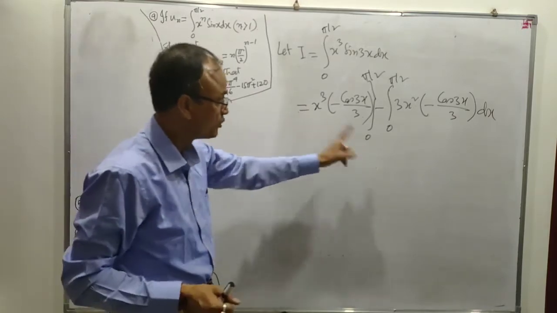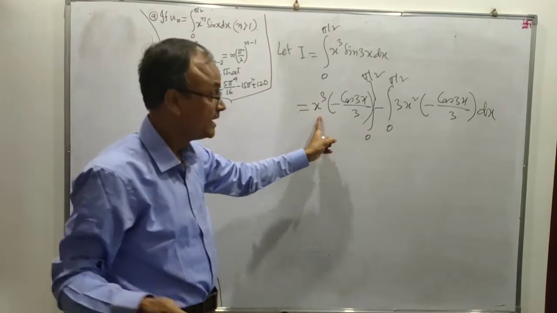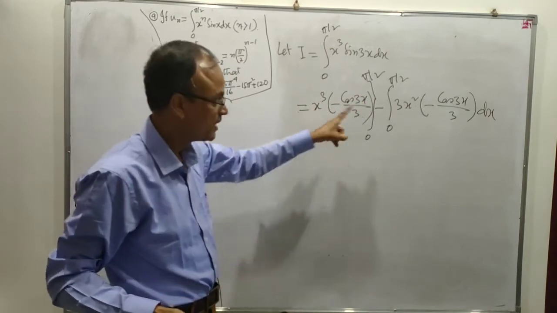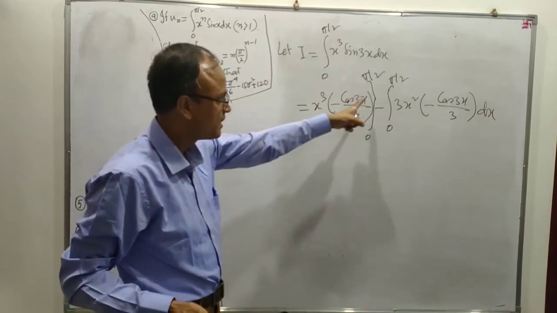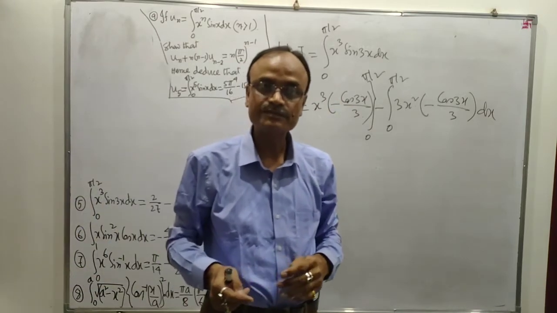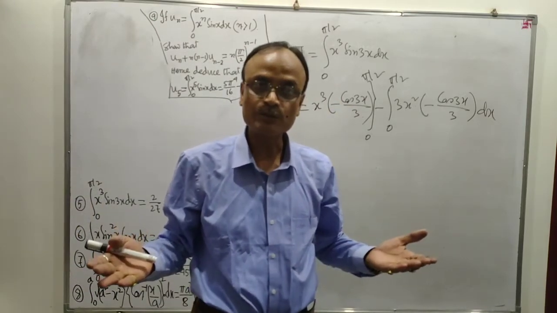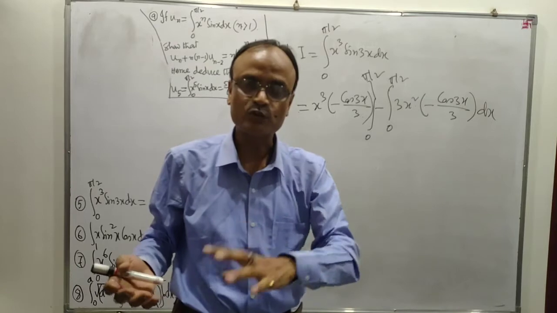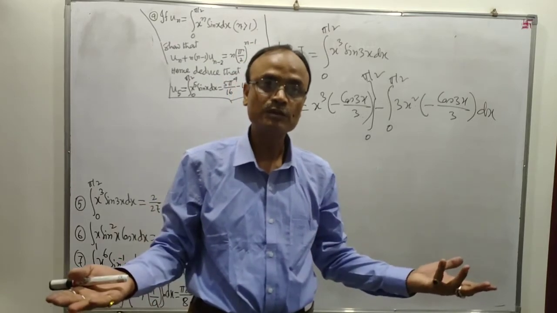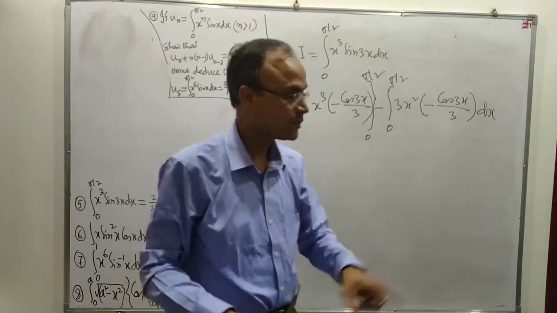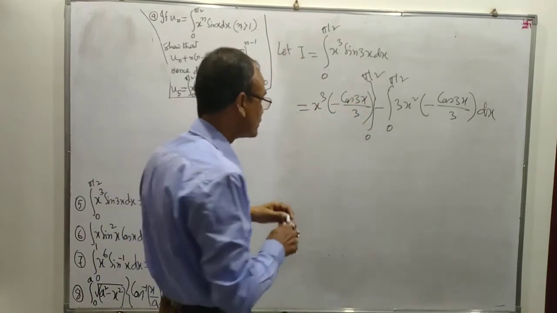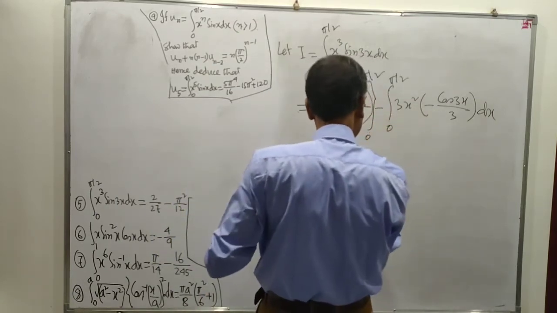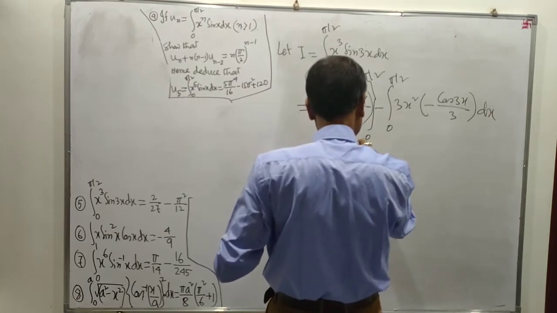You see here. If you put x equal to 0, it will be 0. If you put x equal to pi by 2, it will be pi by 2 whole cube. What is cos thrice pi by 2? Thrice pi by 2 means pi plus pi by 2, cos of pi plus pi by 2 means minus cos pi by 2. The value of cos pi by 2 equal to 0. Therefore, cos thrice pi by 2 will be equal to 0. This is equal to 0 minus 0. Minus minus plus.